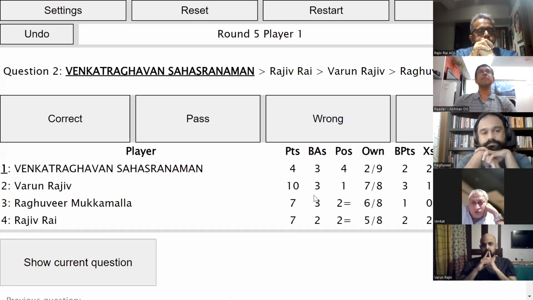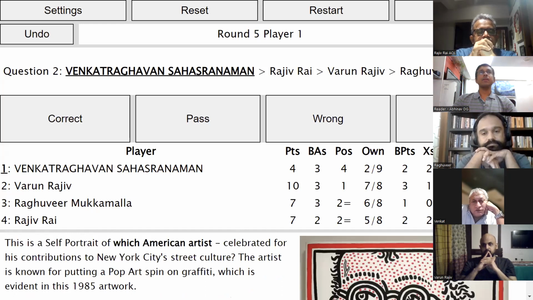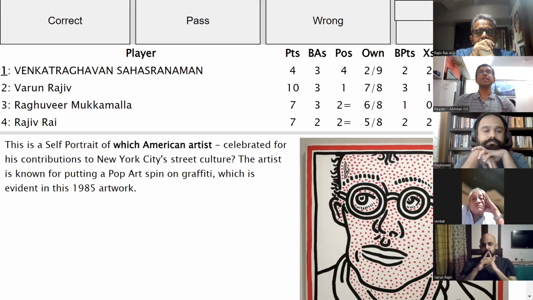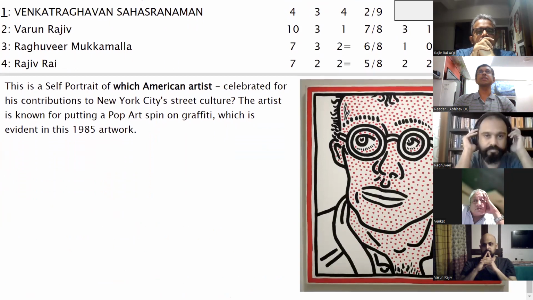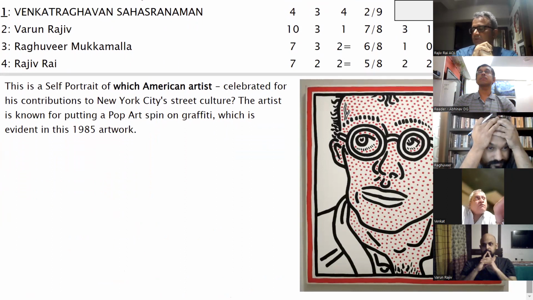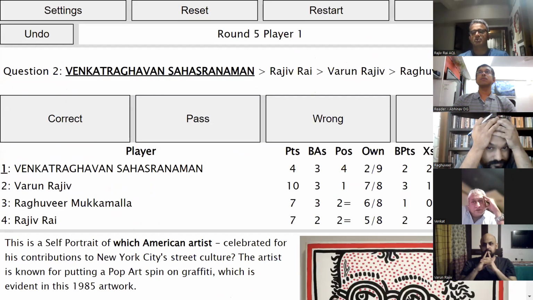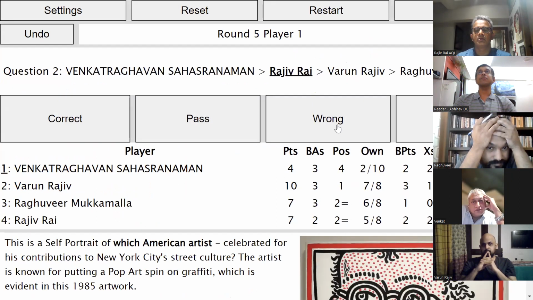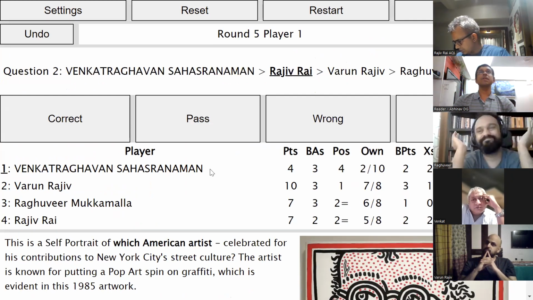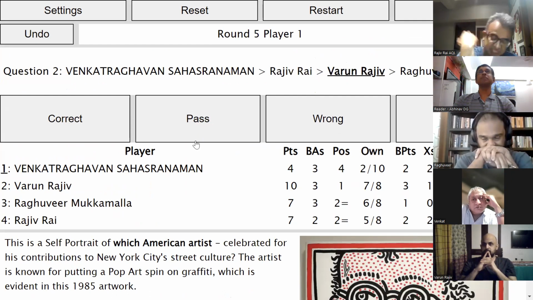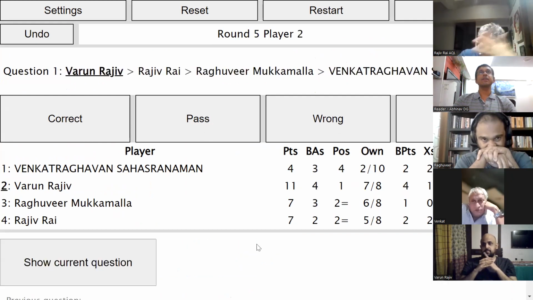Varun. This is a self-portrait of which American artist celebrated for his contributions to New York City street culture? The artist is known for putting a pop art spin on graffiti, which is evident in this 1985 art. Liechtenstein. Not Roy Lichtenstein, although yeah, the dots kind of. No, Rajiv? I'll pass you. Yeah. Varun? Keith Haring. Keith Haring is absolutely right.